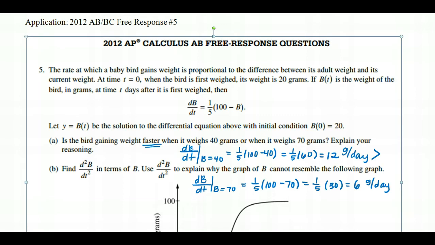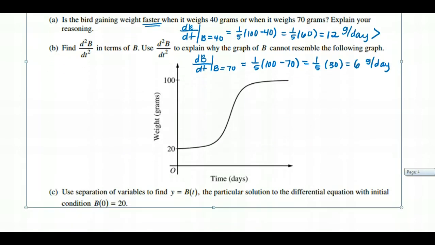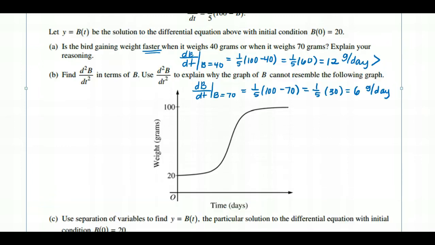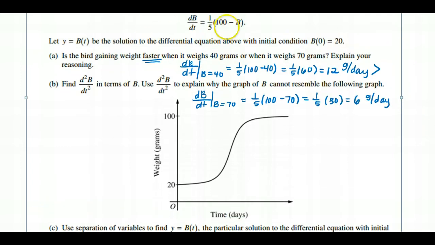Let's move on to part B. Find the second derivative of B with respect to time in terms of B. Use the second derivative to explain why the graph of B cannot resemble the following graph. So what do we have? We have dB/dt equals 1/5 times (100 minus B), and we're asked to find the second derivative. So we need to take the derivative of the derivative.